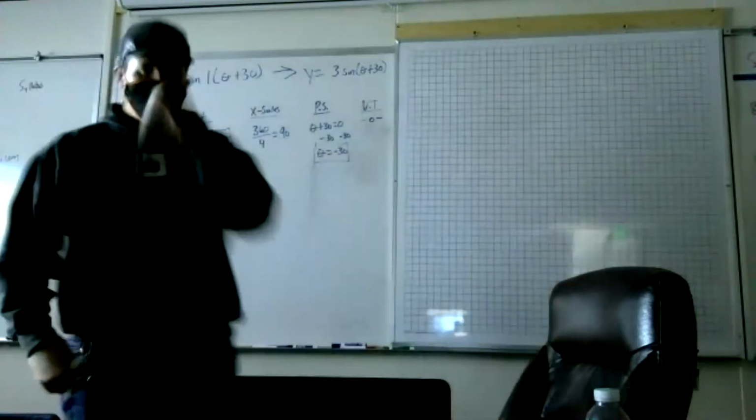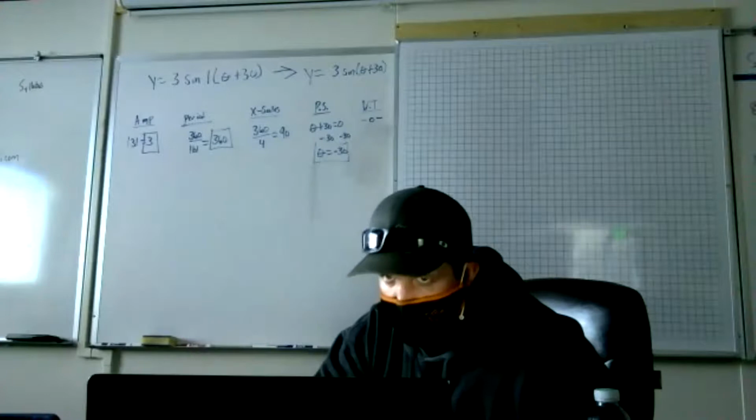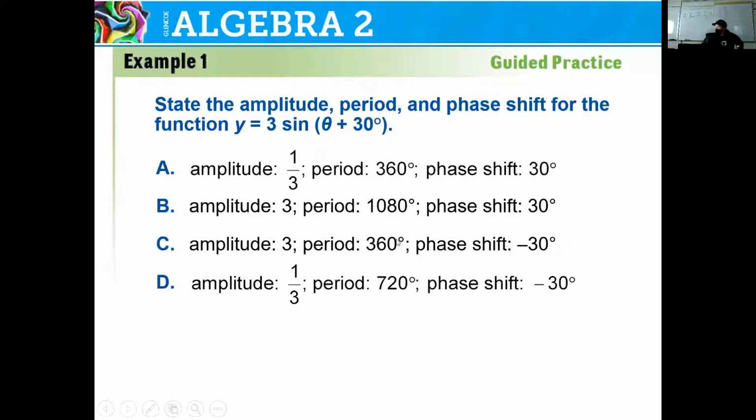Okay, so now it's just picking the answer choice that has all that information and then going from there. So in this one, it looks like it should be C.